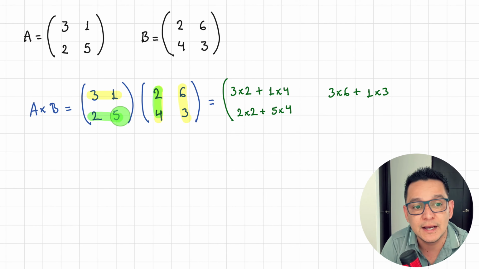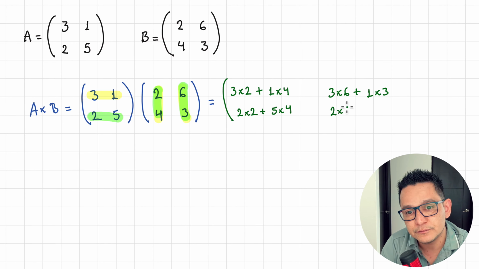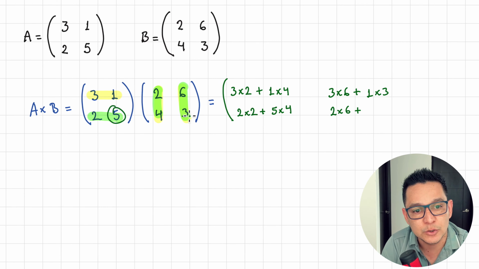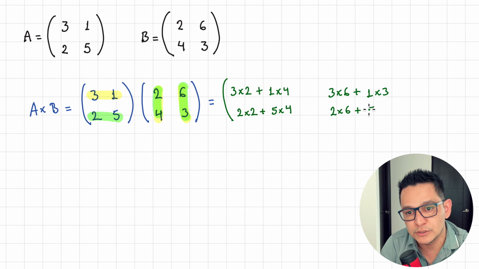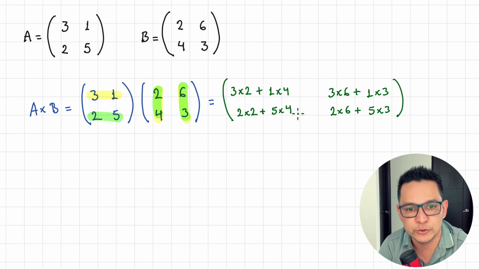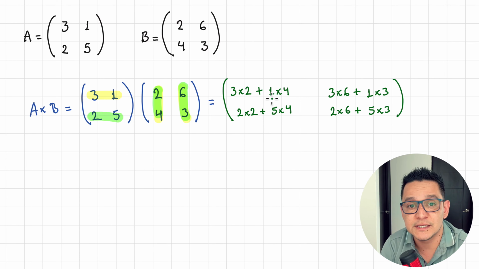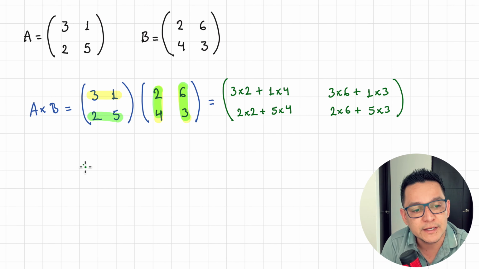And now I'm going to multiply this same second row by the second column. In this case, then I have 2 times 6, we put it. Plus 5 times 3, and we write 5 times 3. It's worth mentioning that we could have done these operations all at once. It's just that my intention is to show you the whole process so you don't get lost. All right, let's continue here.